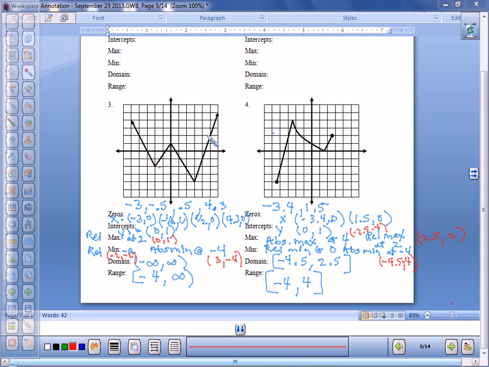What's the difference between relative and absolute? Relative would be like this point right here. This is a relative min because in comparison to the points around it, it's the lowest point right here. But this point here is an absolute minimum. It is the lowest point on the entire graph. So this would be an absolute min, and this here would be a relative min.